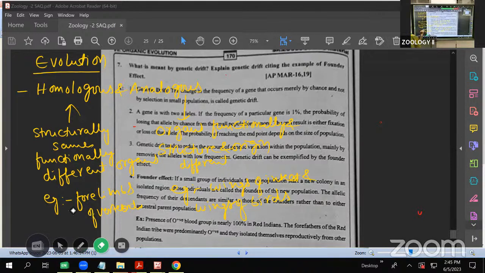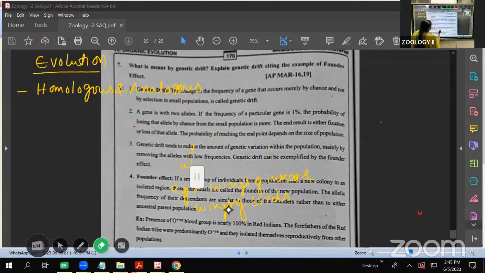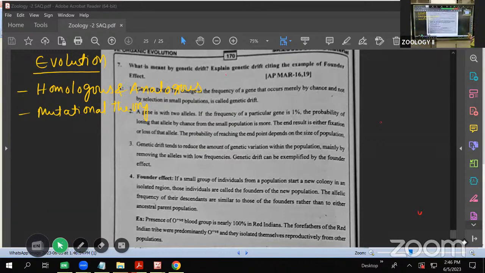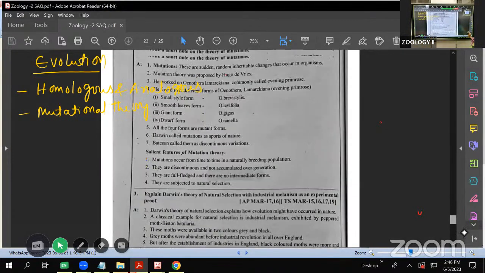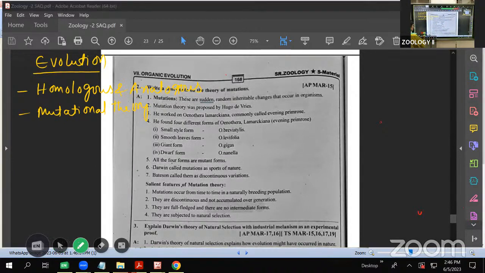Next, second, the mutational theory. Mutations mean sudden changes occur, and that is called the mutational theory. I will show this one. See this one. This is about the mutational theory. Sudden and random inheritable changes that occur in organisms are called mutations.